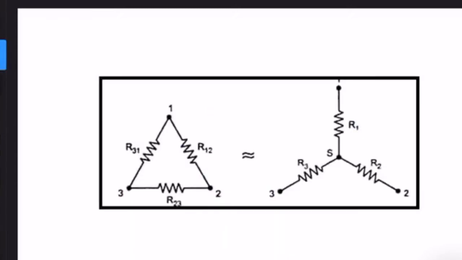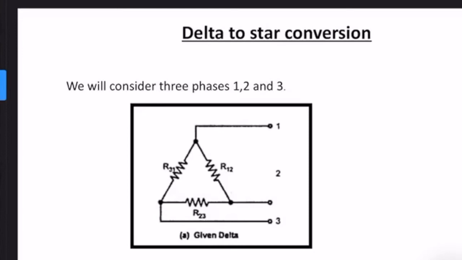Now you can see here, first one is your delta connection, another is your star connection. And in star, this common point is known as neutral point and denoted by N. Now we'll move to the conversion. So first we are going to do delta to star conversion. This conversion we will do in simple three steps.